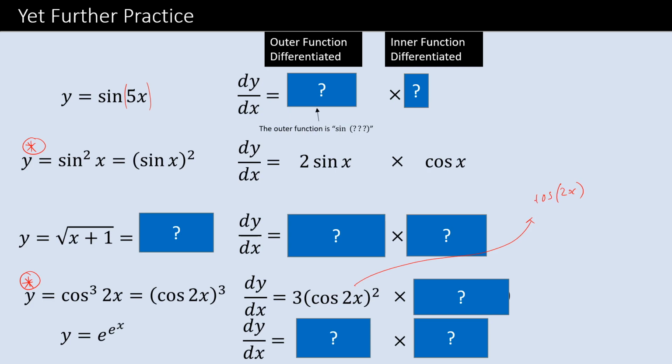In which case you'd get 2 lots of, because 2x differentiated is just 2, 2 lots of cos differentiates to negative sine. Okay? I'm just going to write in what I was saying there. So to d by dx of cos 2x, we could use chain rule again.